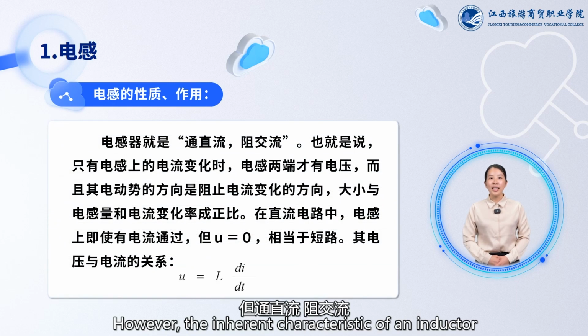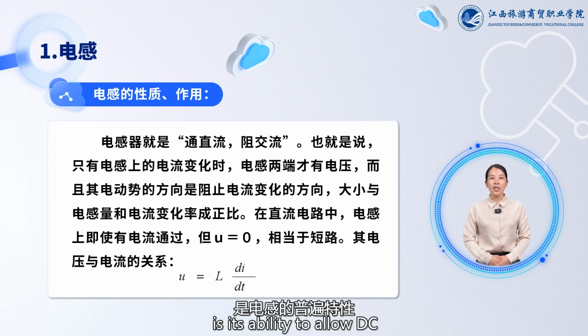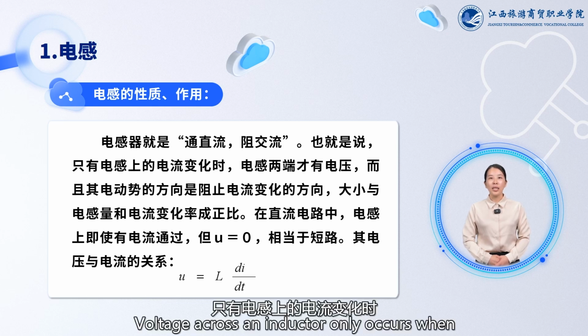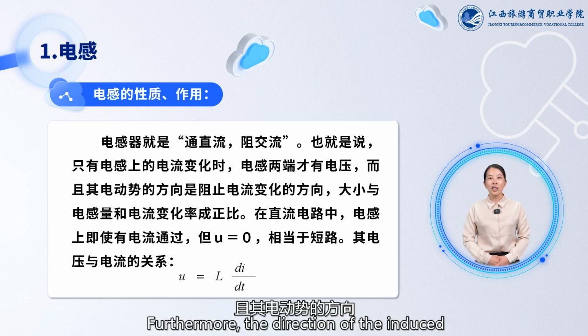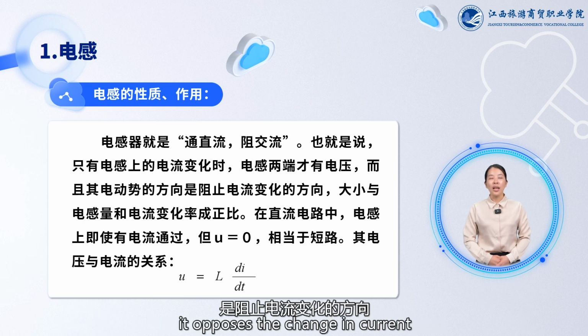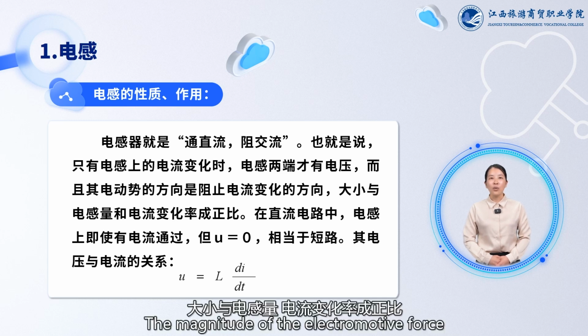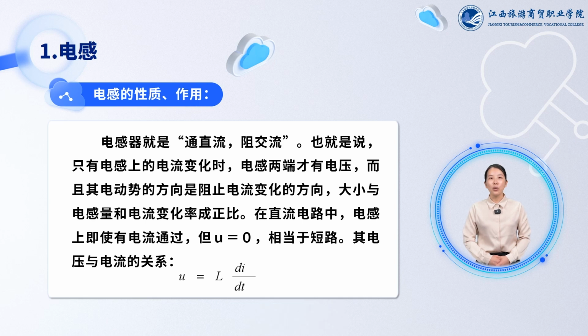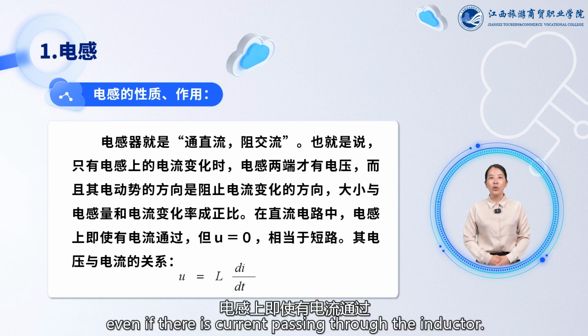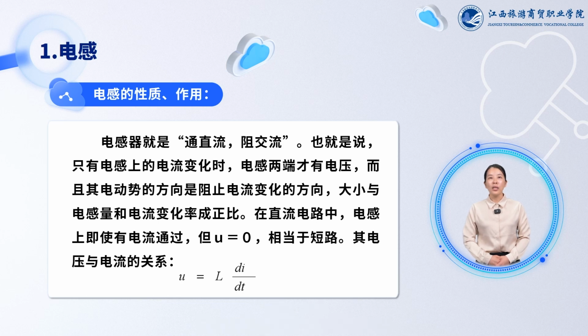However, the inherent characteristic of an inductor is its ability to allow DC to pass through while resisting AC. Voltage across an inductor only occurs when there is a change in current flowing through it. Furthermore, the direction of the induced electromotive force is such that it opposes the change in the current. The magnitude of the electromotive force is directly proportional to the inductance and the rate of change of current. In a DC circuit, even if there is a current passing through the inductor, the voltage across it is zero, which is equivalent to a short circuit.